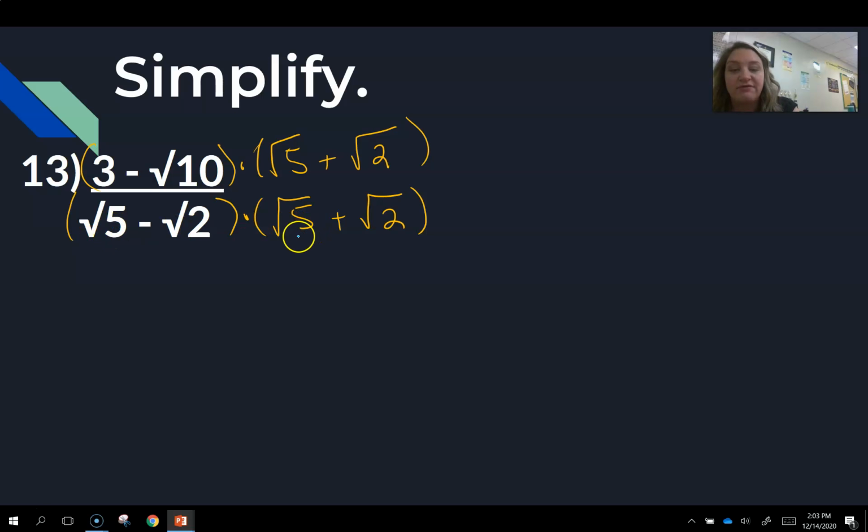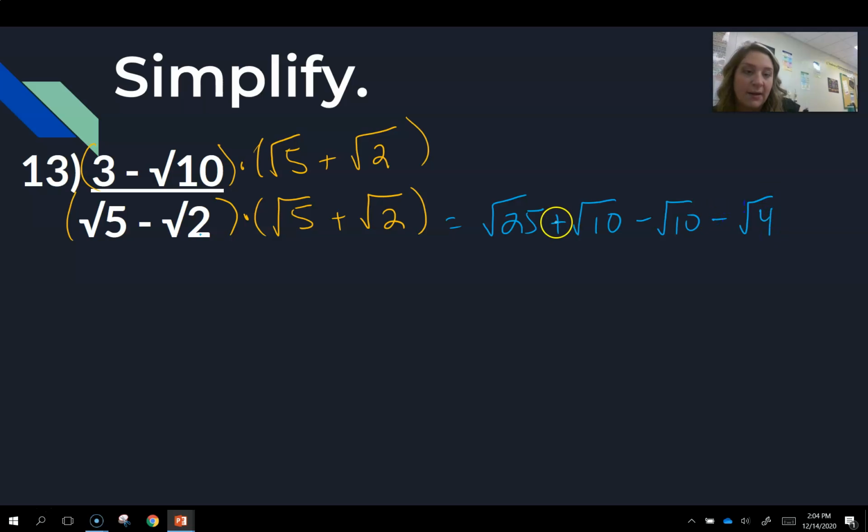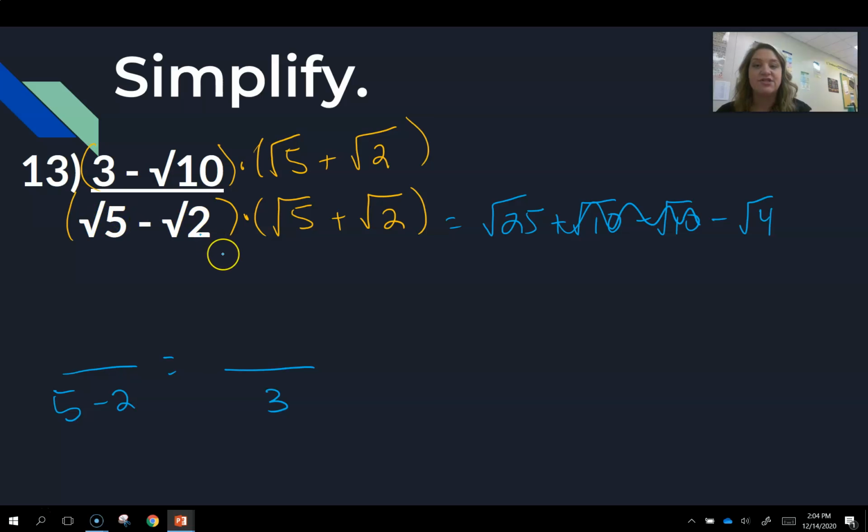Square root 5 times square root 5, that is going to give me square root of 25. Square root 5 times square root of 2 is going to give me a positive square root of 10. Negative square root 2 times square root of 5 gives me negative square root of 10. Negative square root 2 times square root of 2 gives me negative square root of 4. These pieces cancel, right? That really just becomes 5 minus 2. So that really simplifies to just 3, right? Look at this. What is 5 minus 2? It's 3. That's your shortcut.